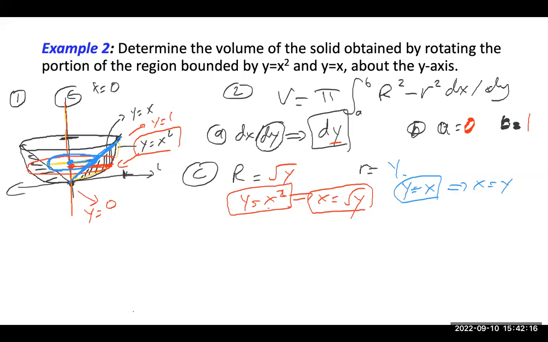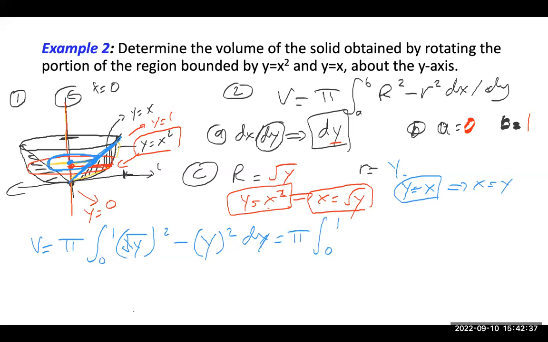Now we have all the pieces. The rest is just a matter of plugging it into our integral and doing the integral like usual. The outer radius is square root of y, squared. The inner radius is y. All of it is with respect to y. I simplify, which gives me pi times the integral from 0 to 1 of y minus y squared dy. And integrating that will give me y squared over 2 minus y cubed over 3 from 0 to 1.